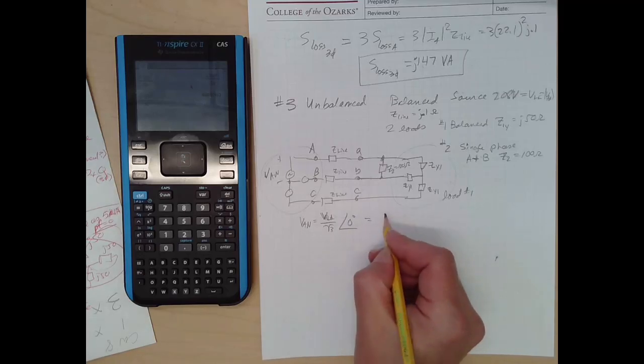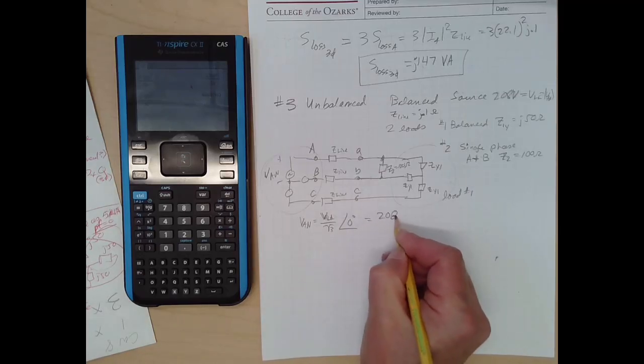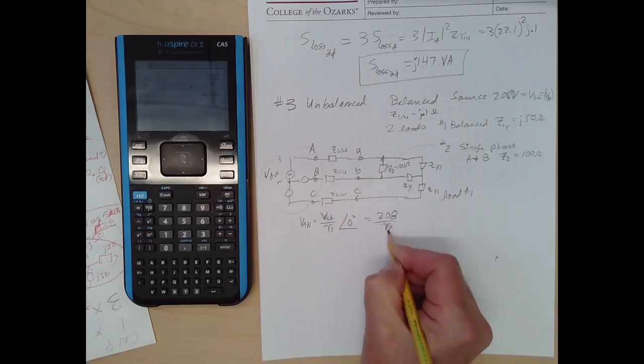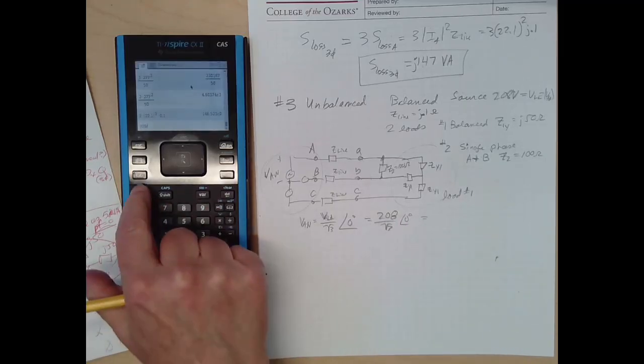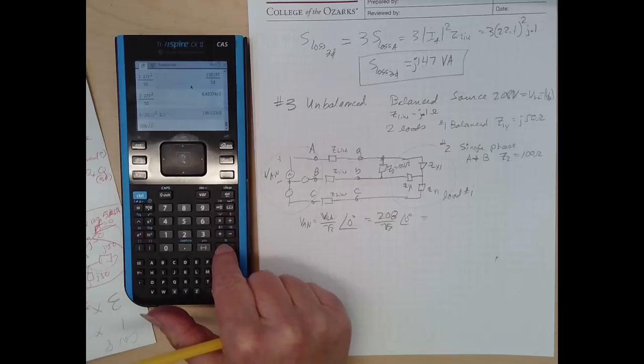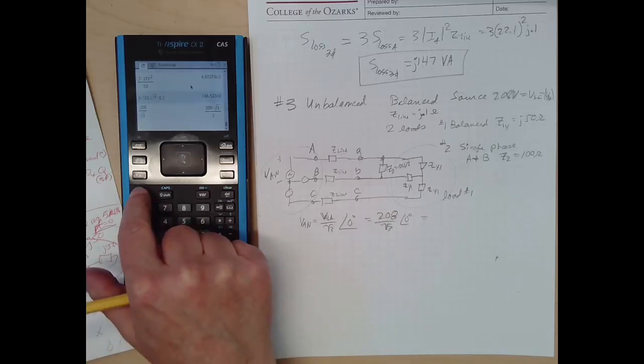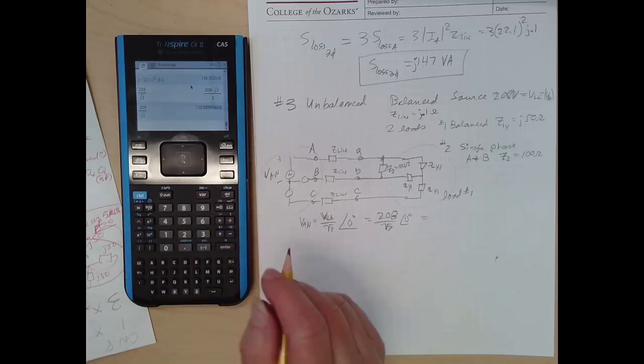I think it works. So it's going to be 208 over square root of 3, angle 0, which 208 divided by square root of 3, I think, is 120. Yep, 120.